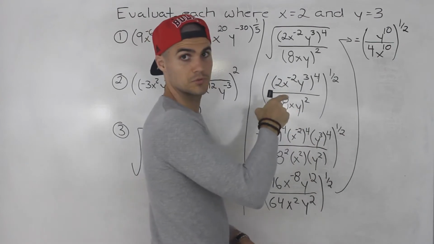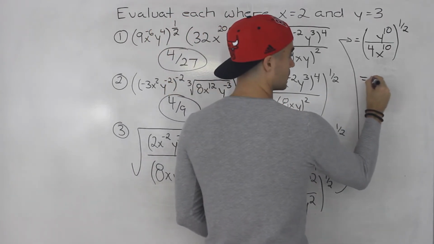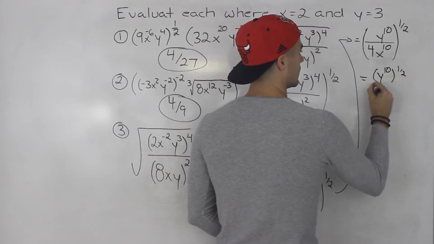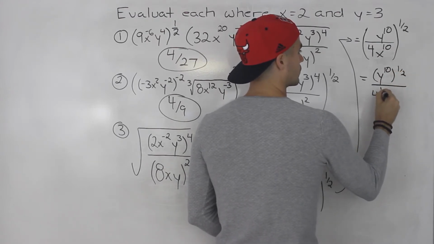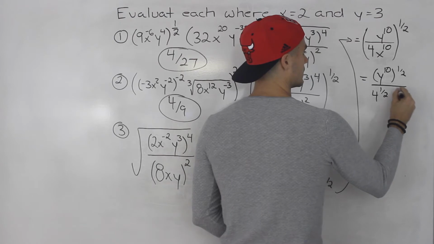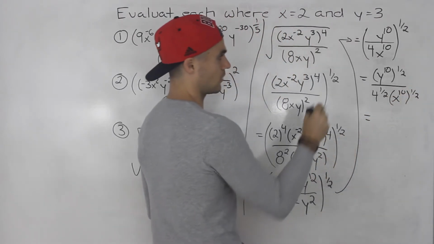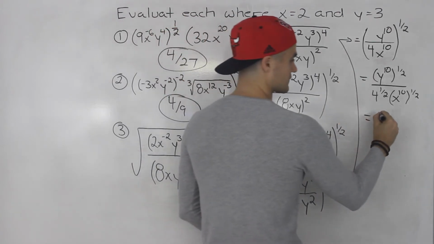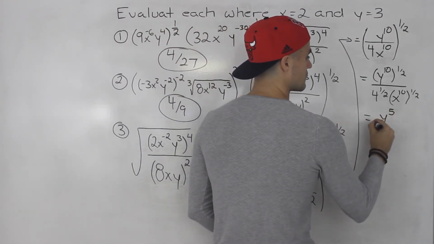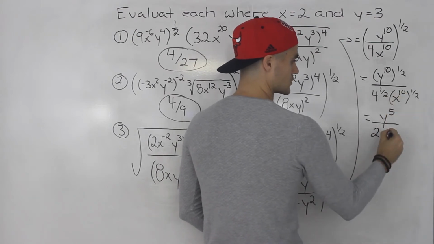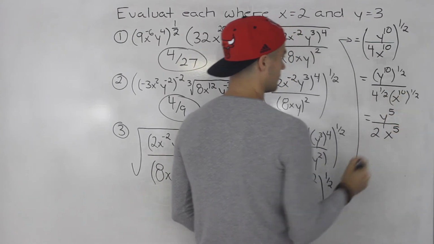And then I would just distribute that 1 over 2 at this point. So you'd have y to the power of 10 to the power of 1 over 2, all over 4 to the power of 1 over 2, and then x to the 10 to the power of 1 over 2. So that's going to simplify to what? 10 times 1 over 2 is 5, so this would be y to the 5. 4 to the power of a half is 2. 10 times 1 over 2 gives us 5 as well.